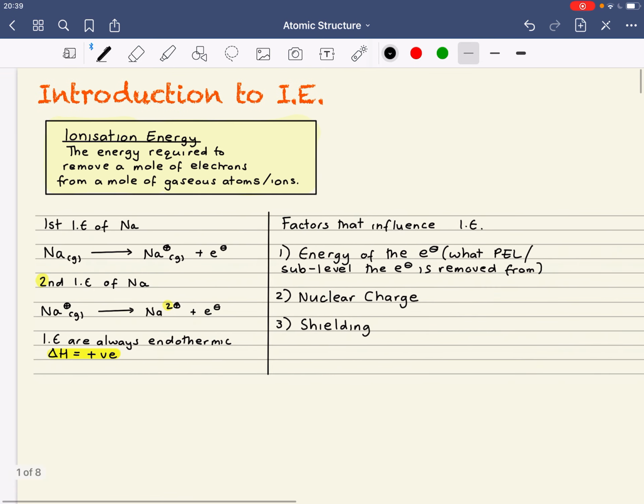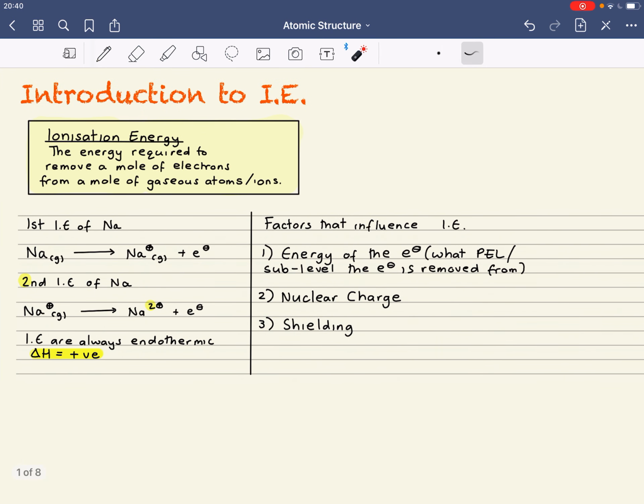So that's a little bit of an introduction to ionisation energy. You certainly do need to know how to write these equations. Remember that they always need state symbols, and you may be asked to define first ionisation energy, which would be this definition, but you would actually say the word atoms in there.